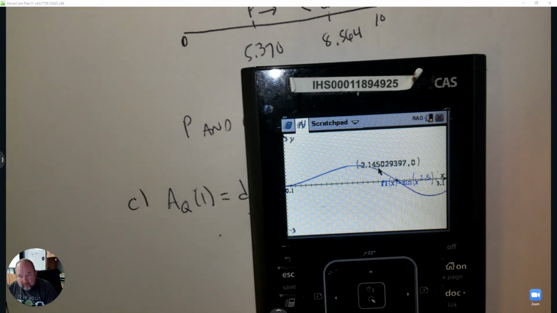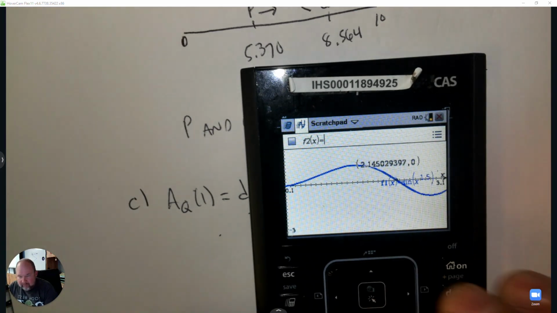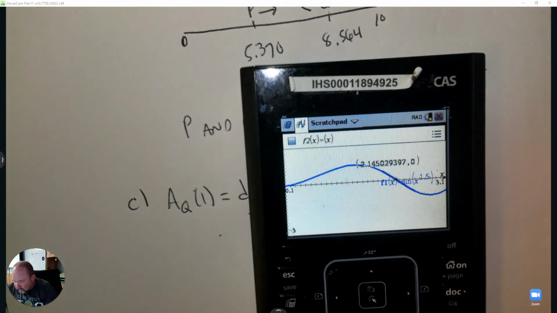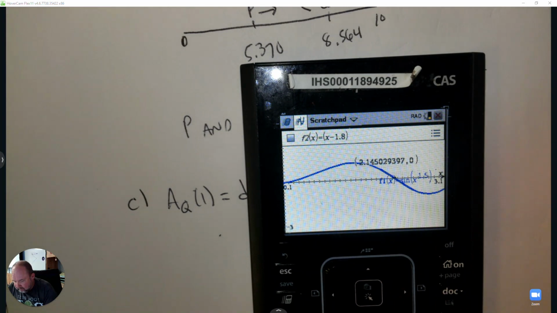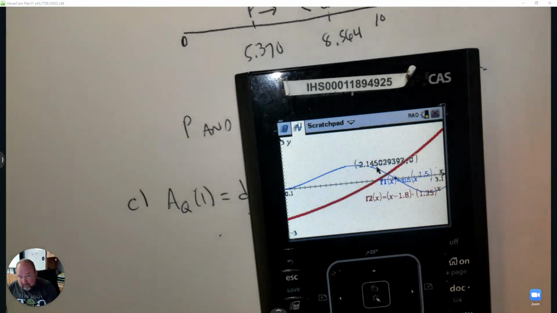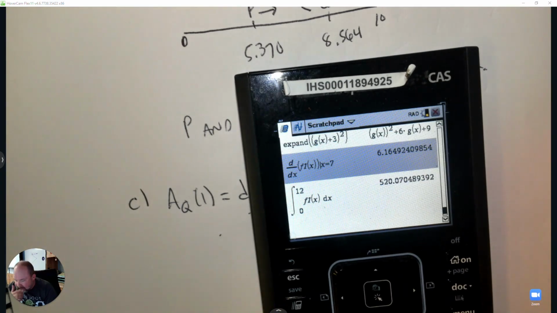And then the second one, and I don't care right now about the graph as much. The second one would be parentheses x subtract 1.8 times 1.25 to the exponent x. Make sure I typed it in right. And now they're both in there, so that when I want to take the derivative at a point, I can do that. It's also easier then to evaluate.